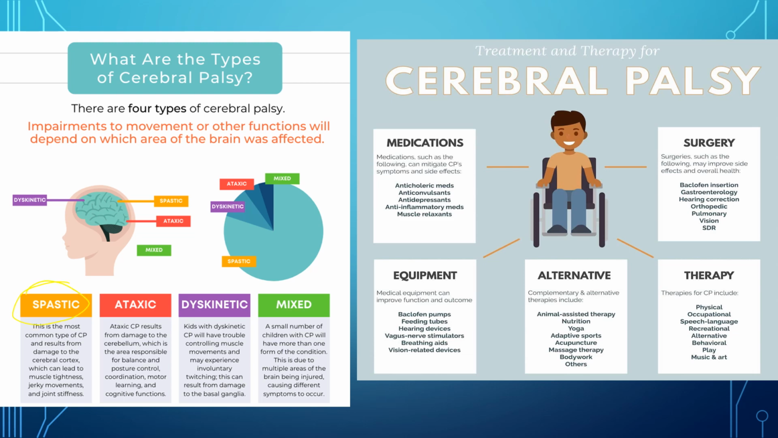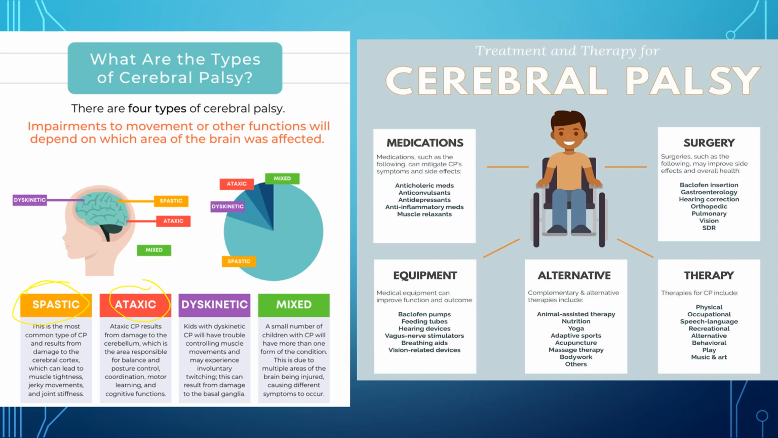This results from the damage to the cerebral cortex, which can lead to muscle tightness, that is stiffness, then there can be jerky movements and joint stiffness also. Talking about ataxic cerebral palsy, it results from the damage to the cerebellum, which is the area responsible for balance and posture control of the body. Also, motor learning and cognitive functions are affected because of ataxic cerebral palsy.